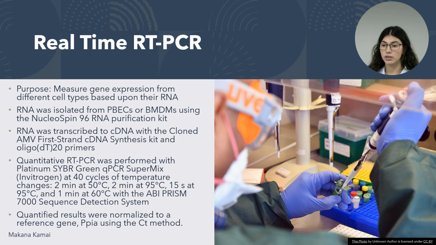So after this, we're going to be looking at the results of the QRT-PCR that was normalized. So it was normalized to a reference gene called PPIA, or peptidylprolyl isomerase. And this is using the delta CT method. So essentially, this method just compares the expression levels of the target gene against the reference gene, and this is to account for variations in RNA quality and in its quantity as well.